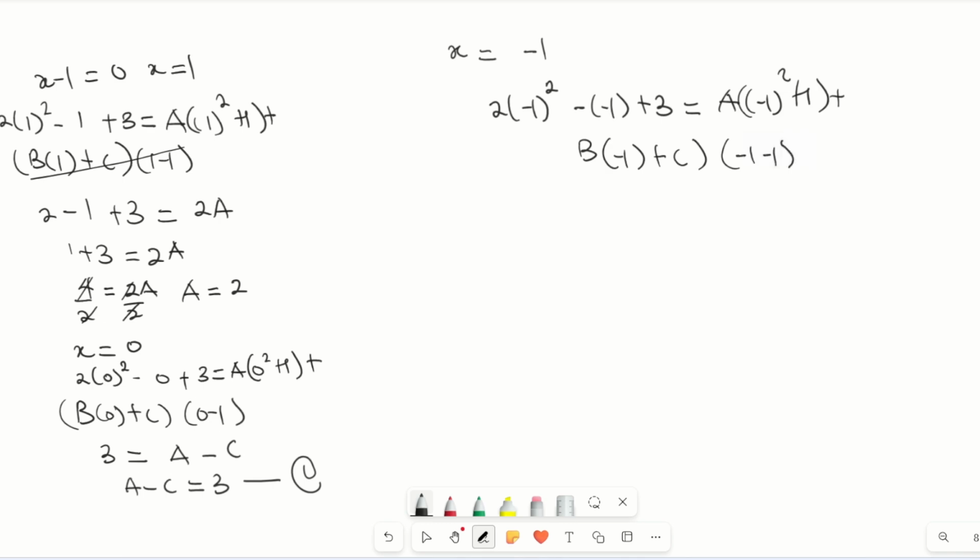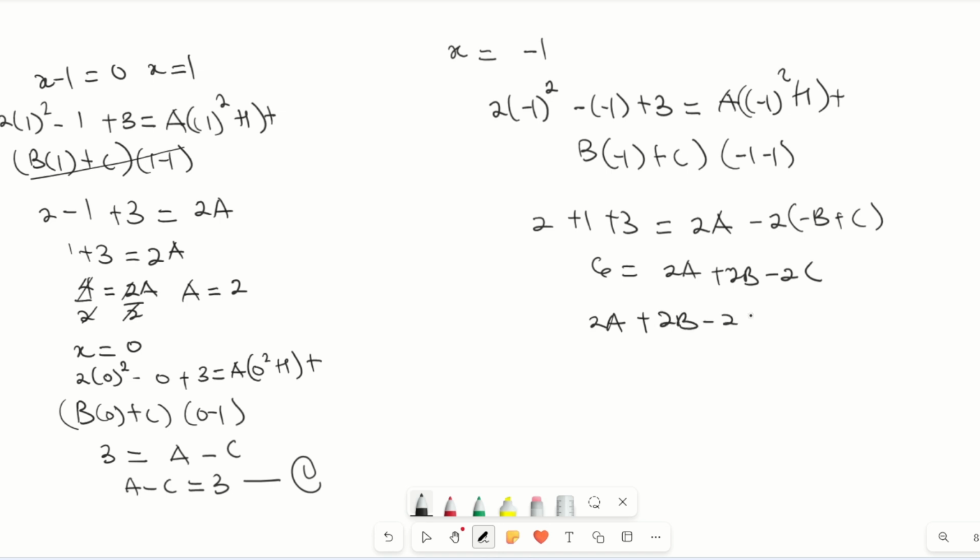So with x being -1, we are going to have 2 plus 1 plus 3 equal to 2a, in this case minus 2, bracket open, minus b plus c. So we are going to have 6 equal to 2a plus 2b minus 2c. So in this case, 2a plus 2b minus 2c is equal to 6. Let's call this equation 2.